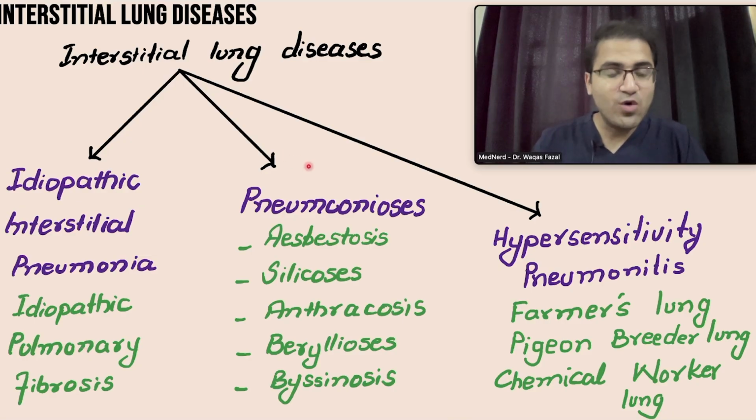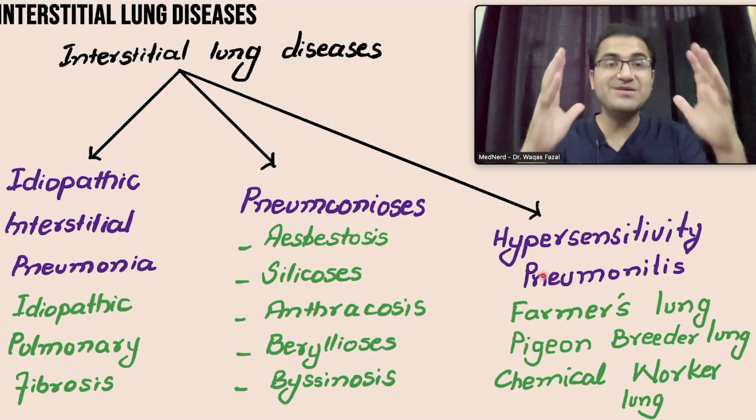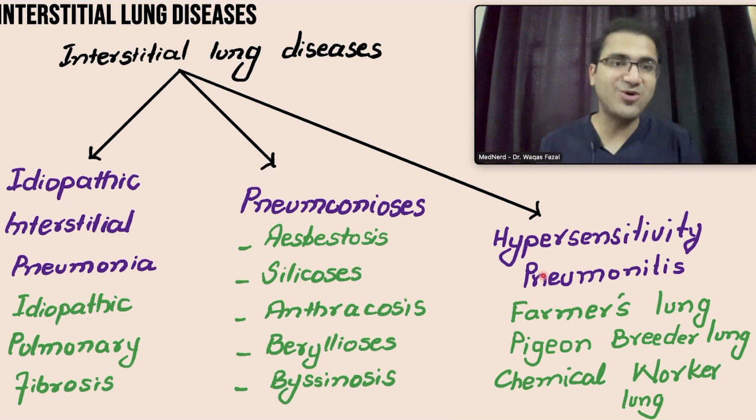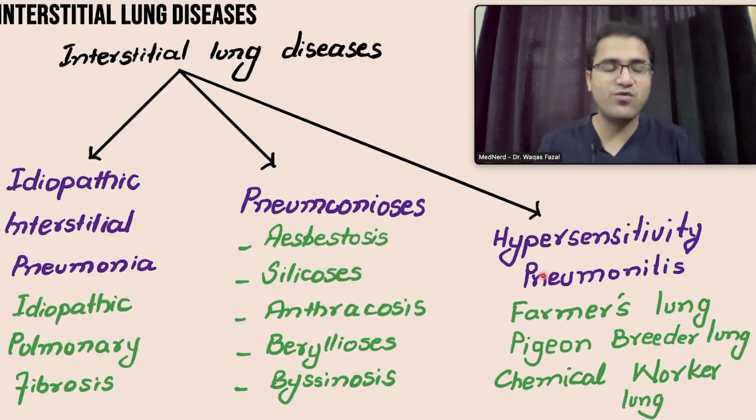In the next video, we will be covering pneumoconiosis, all the important pneumoconiosis. And in the third video, we will be discussing hypersensitivity pneumonitis. We will divide these into different sections so that it will be easy for you to memorize all this information. Interstitial lung diseases is a very broad topic with so many conditions in it. I have only condensed it down to the most important ones that you need to know for your exams and for your clinical practice.